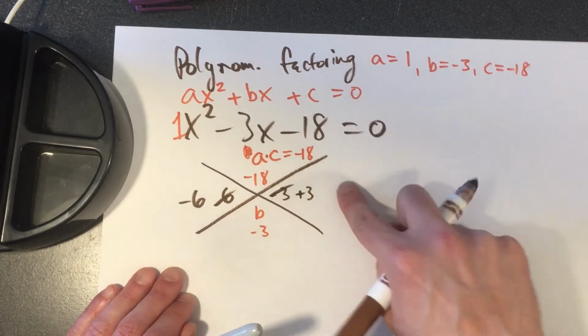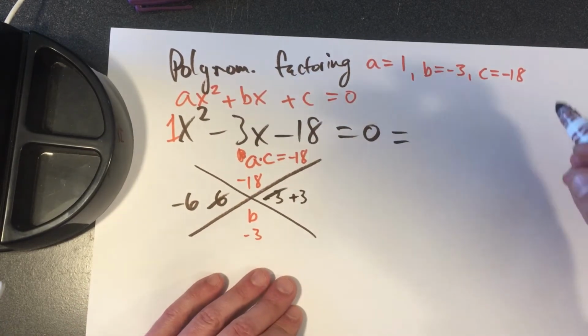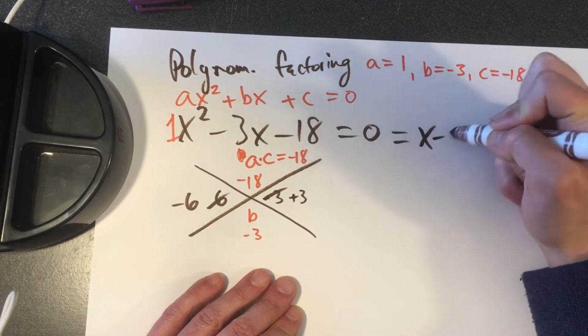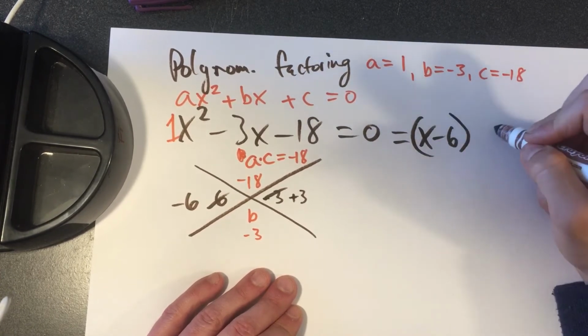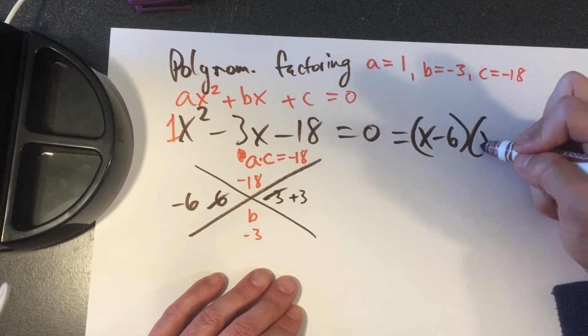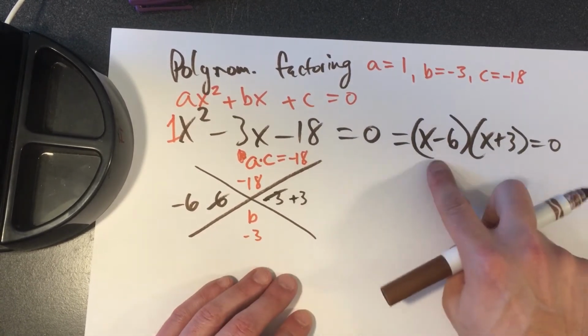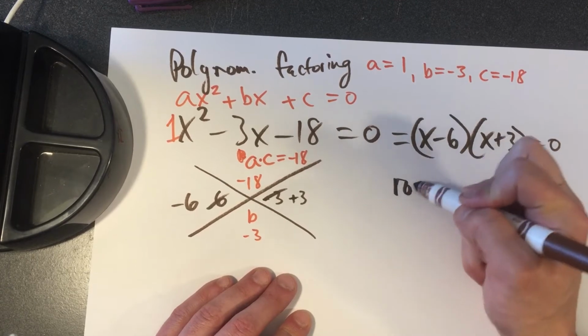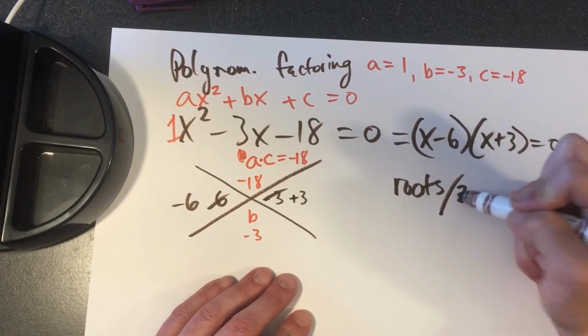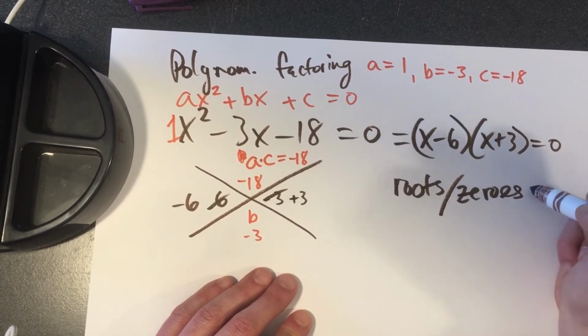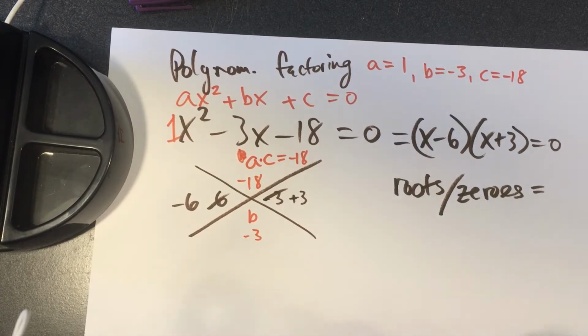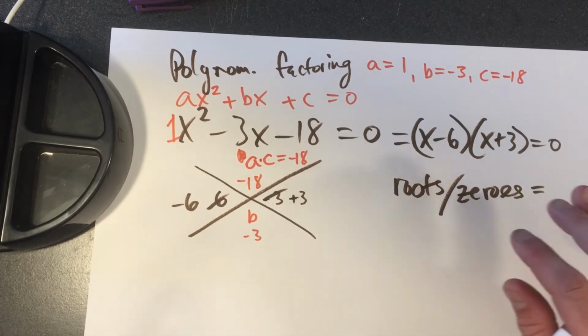Now these two work, so I can rewrite this quadratic as (x minus 6) times (x plus 3) equals 0. This also gives me the zeros, or the roots of this, right? The roots or zeros, I don't know why there are two different names for the same thing, but there are. So the roots are the zeros here.